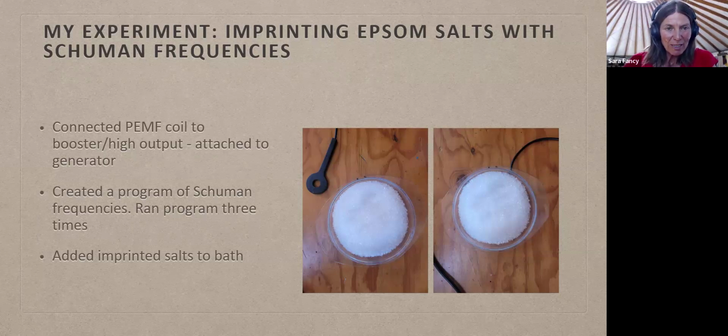So here we go. We connect the PEMF coil to the booster. The high output is attached to the generator. So the booster is attached to the generator and the PEMF is attached to the booster. And here you have the picture on the left. I put the Epsom salts in a glass bowl, and then I put them on top, like you see on the right. I just placed it on top of the PEMF coil. And then after I imprinted, I took a bath with those salts.